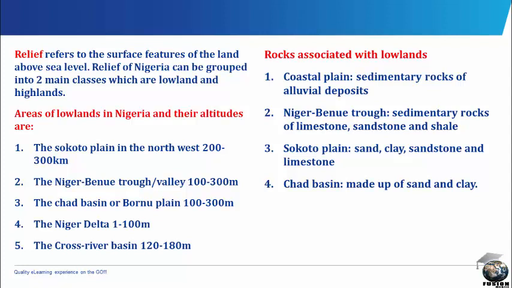Rocks associated with lowlands include: 1. The coastal plain. This includes sedimentary rocks of alluvial deposits. 2. Niger-Benue Trough. This includes sedimentary rocks of limestone, sandstone, and shale. 3. Sokoto Plain. This includes sand, clay, sandstone, and limestone. 4. Chad Basin. This is made up of sand and clay. Rocks generally known to be associated with lowlands are the sedimentary rocks.